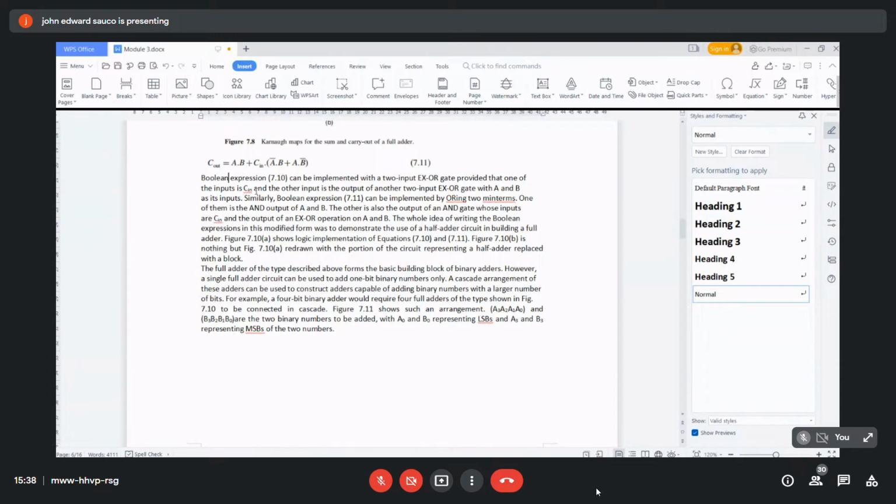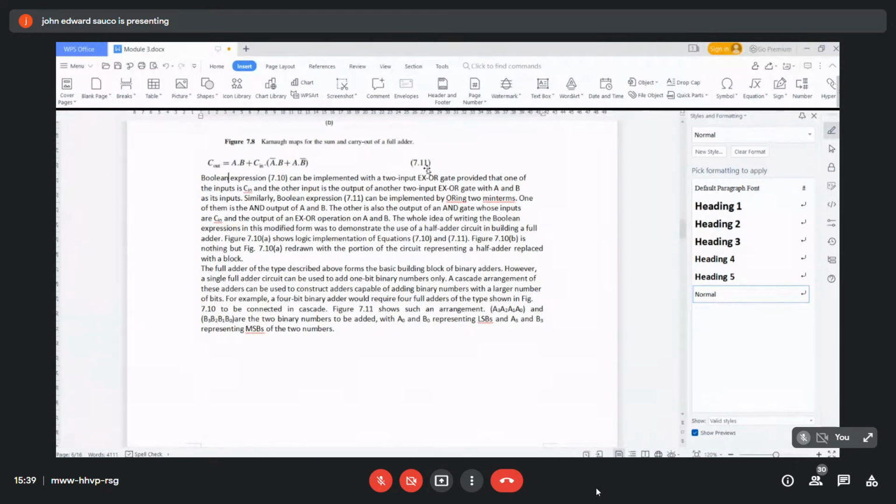The other input is the output of the other two inputs, gate A and B, as its input, similar to Boolean expression 711, and implement by ORing two min terms. One of them is an AND, an AB. Okay, tama? The other is also the output of AND gates whose inputs are Cin, carry in, and the output of an XOR operation on A and B.